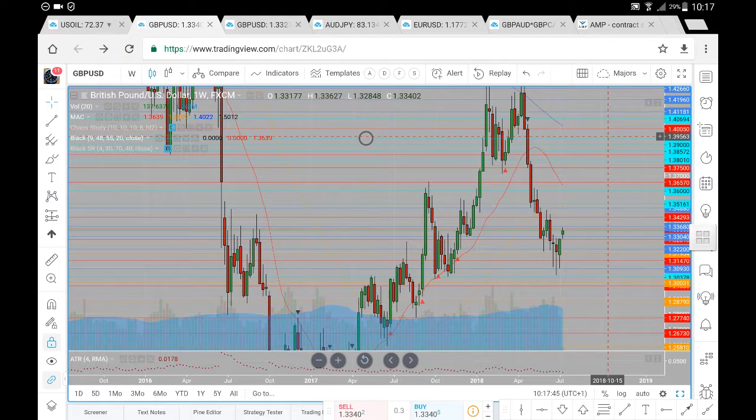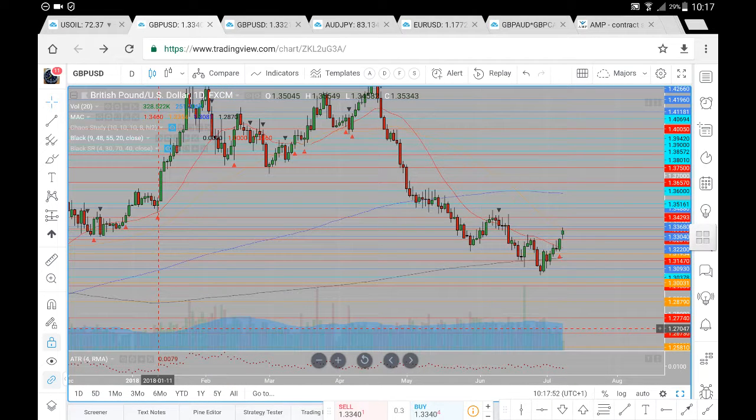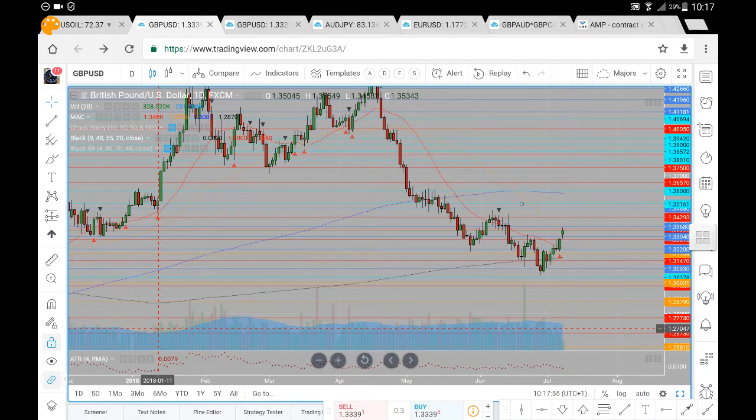Now, let's just have a look here at the daily chart. So here on this daily chart of the pound against the dollar, we've had our lows, we've had price breakdown to new lows, had a recovery, had price breakdown to new lows again. We've had this recovery to the upside, a gap up in the market.